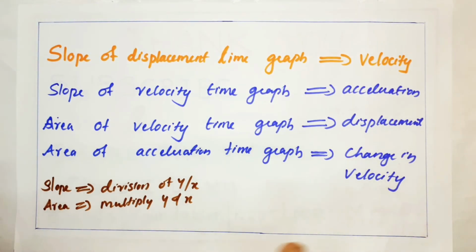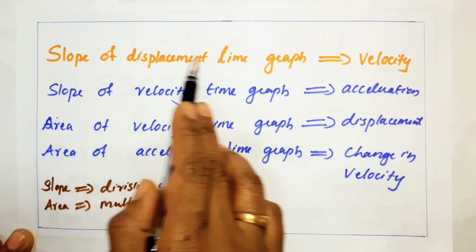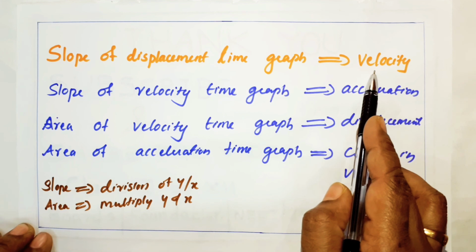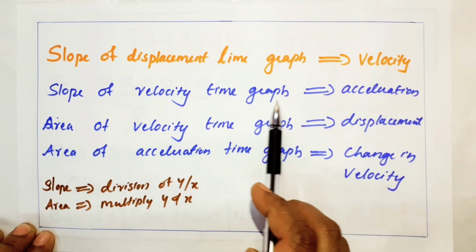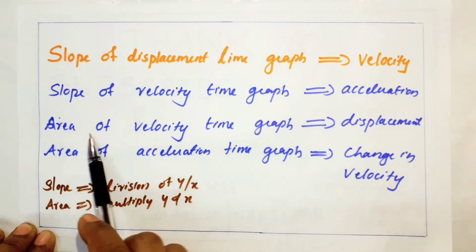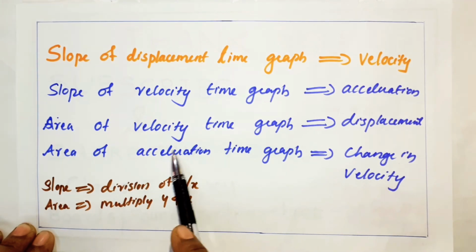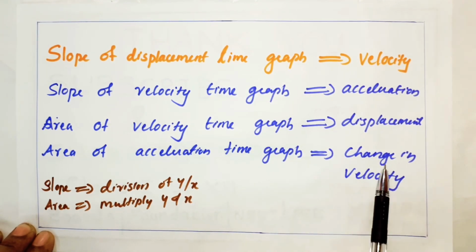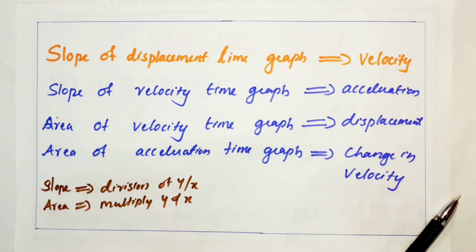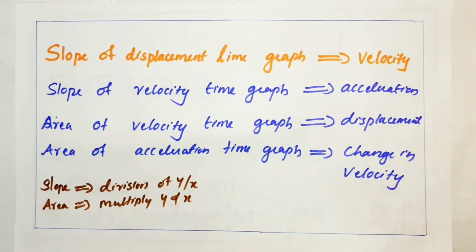Now I am going to conclude. This is the main thing you have to remember. Slope of displacement time graph gives velocity. Slope of velocity time graph gives acceleration. Area of velocity time graph gives displacement, whereas area of acceleration time graph gives change in velocity. These are the 4 main points from this chapter. So you can calculate slope, you can calculate area. From the slope of the displacement time graph and the slope of the velocity time graph, we get 2 other physical quantities. You can calculate the area of the velocity time graph as well as the area of the acceleration time graph.